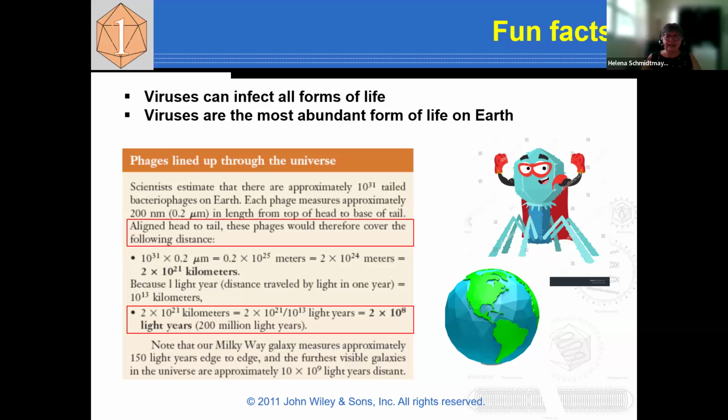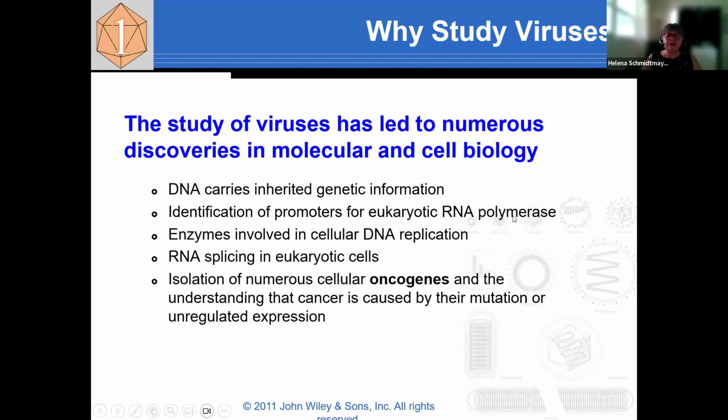If you align all these bacteriophages head to tail, they would cover a distance of 2 times 10 to the 21 kilometers, which is approximately a length of 2 times 10 to the 8 light years, 200 million light years. So just if you align the bacteriophages of the Earth, that's a fun fact which is nice to know. Hurrah, bacteriophage.